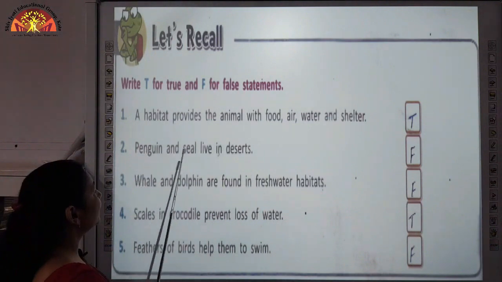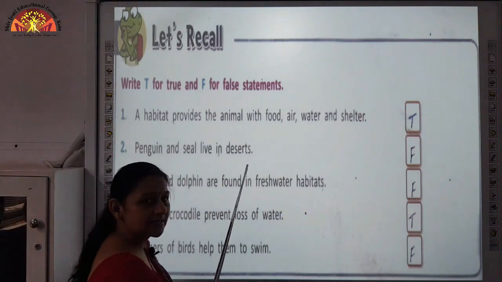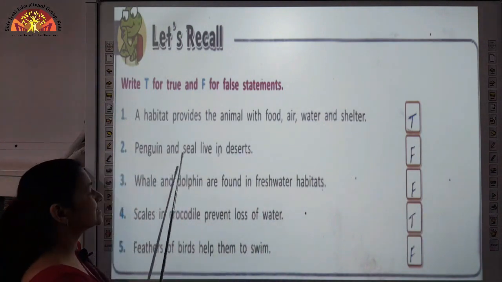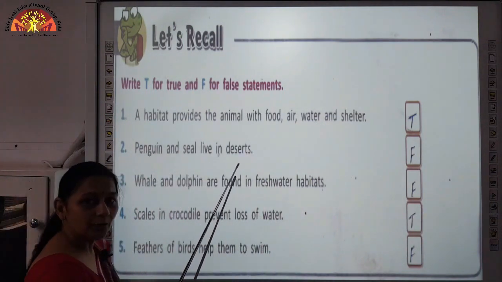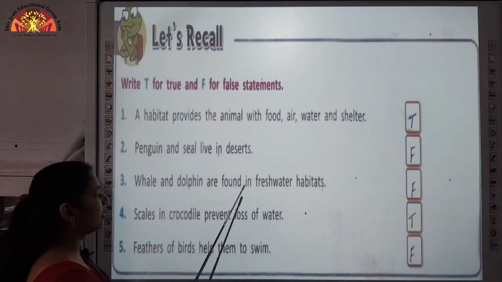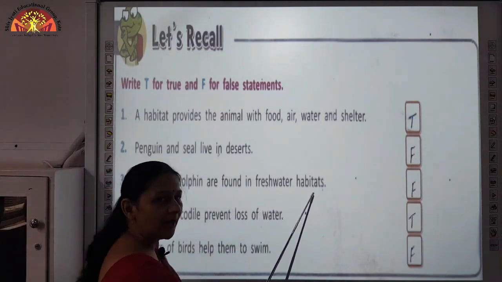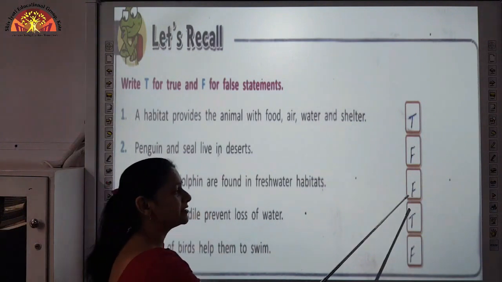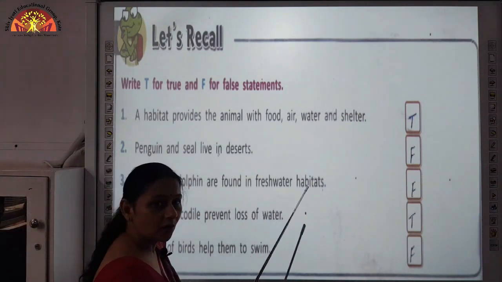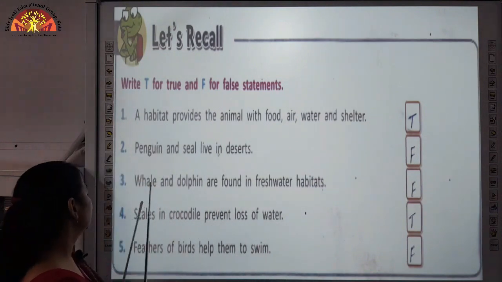Second one, penguin and seal live in desert. No, this is a false statement because penguins and seals, they live in the polar regions, not in the desert. Whale and dolphin are found in freshwater habitat. Again, this is a false statement because whales and dolphins, they live in the oceans, not in the freshwater.